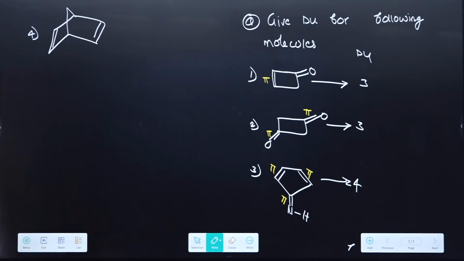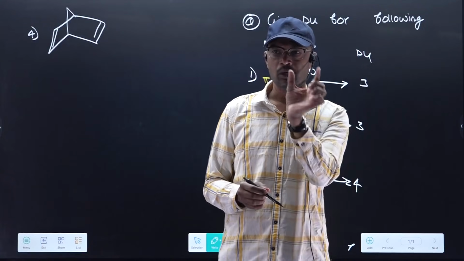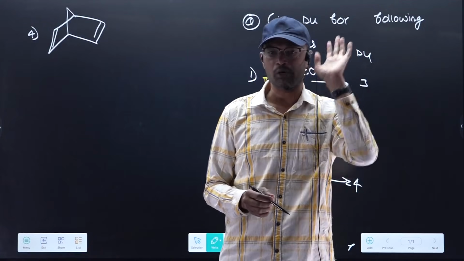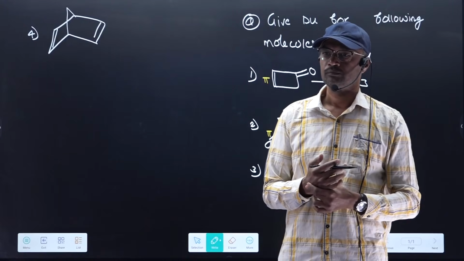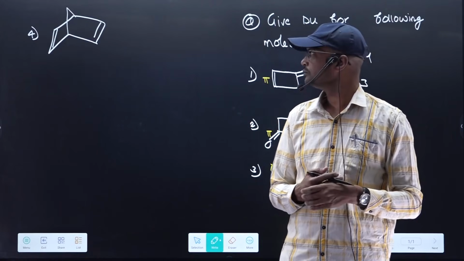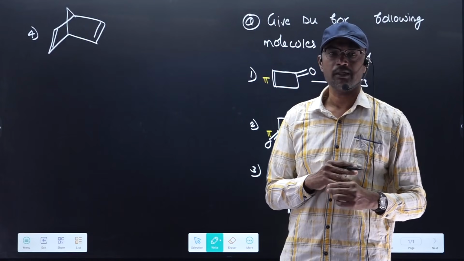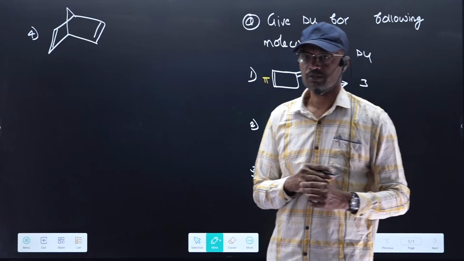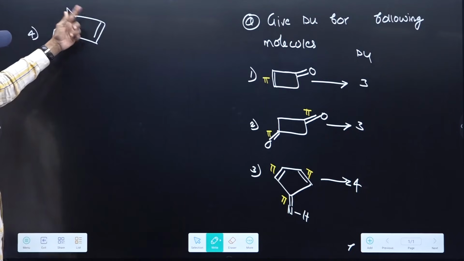What is DU for this? Suppose you are unable to determine DU, count carbons, count hydrogens, write down carbon, hydrogen, apply the DU formula, then you confirm it like that. How much DU? How many carbons are there? 7 carbons. 7 carbons there or not? 1, 2, 3, 4, 5, 6, 7.